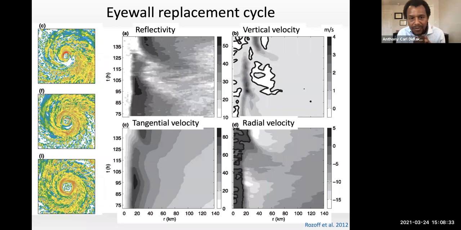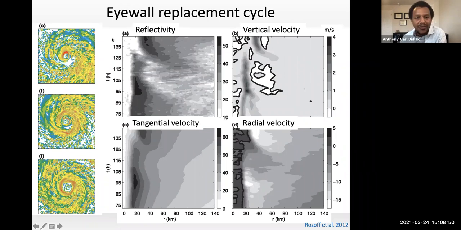So those were from observations. This eyewall replacement cycle is pretty well captured in modeling simulations of sufficient resolution, which are most mesoscale models these days.